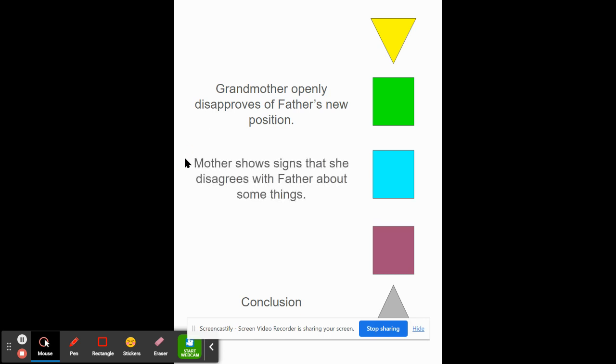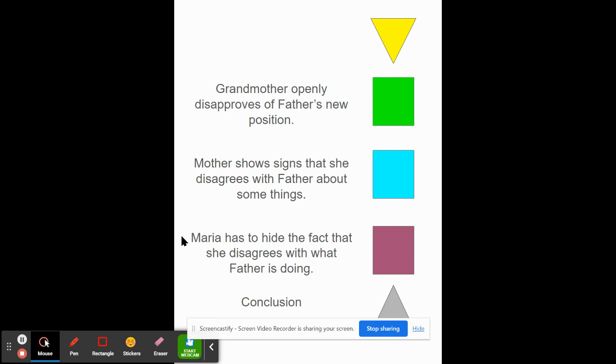We said mother shows signs that she disagrees with father about some things. And again, that's a sentence you can write there. For Roman numeral 4, or the third box, Maria has to hide the fact that she disagrees with what father is doing. And so those are your three topic sentences. That's the first sentence of your three middle paragraphs.